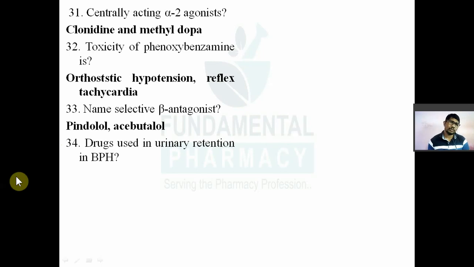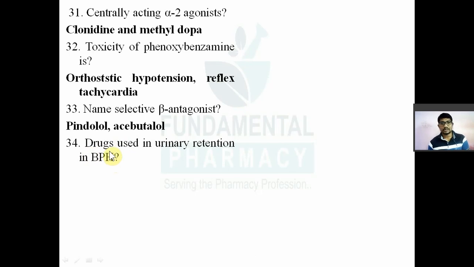Okay. Question number 34, drug used in urinary retention in benign prostate hyperplasia. In the condition of benign prostate hyperplasia, which drug is used for urinary retention? Wherever the term benign prostate hyperplasia comes, it is a kind of enlargement of the prostate gland. In this prostate gland, you just have to remember there is an alpha 1 receptor at the prostate gland.